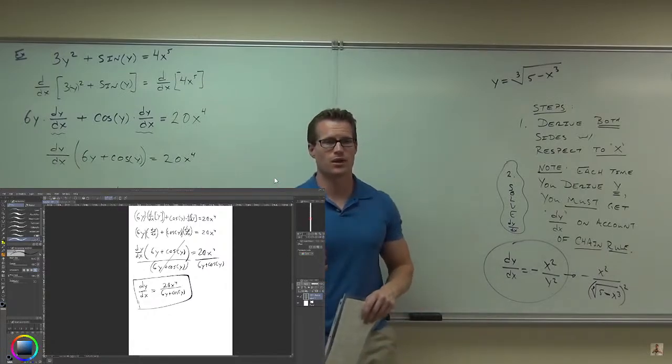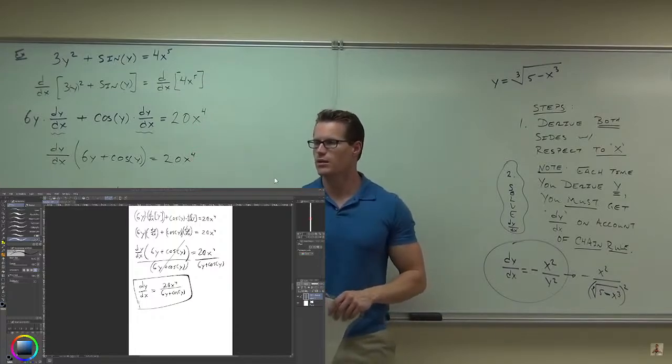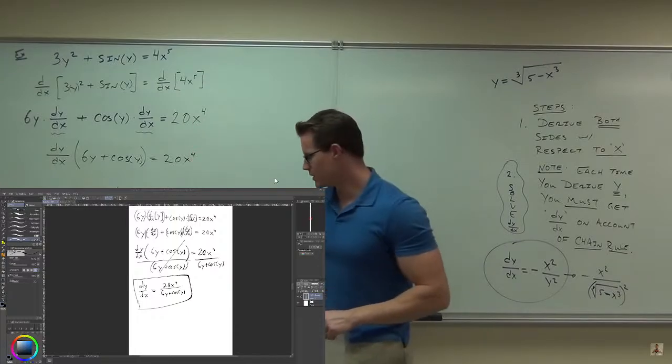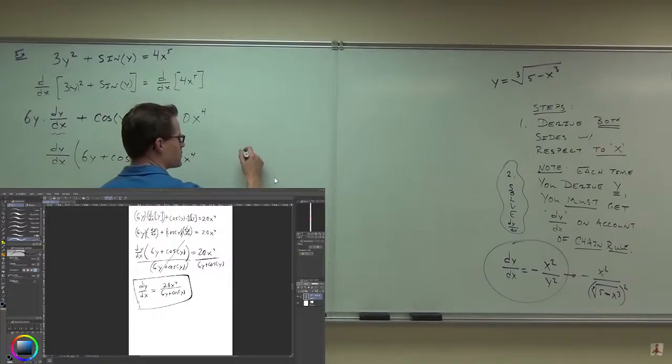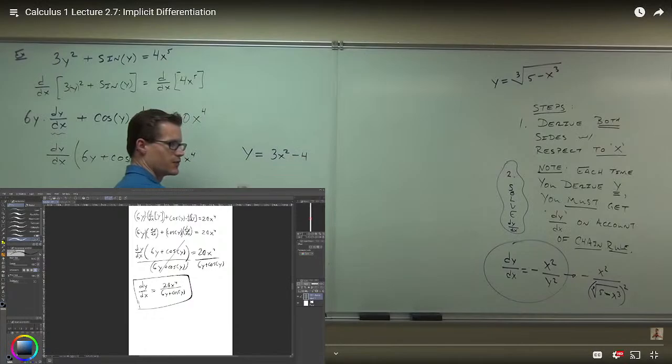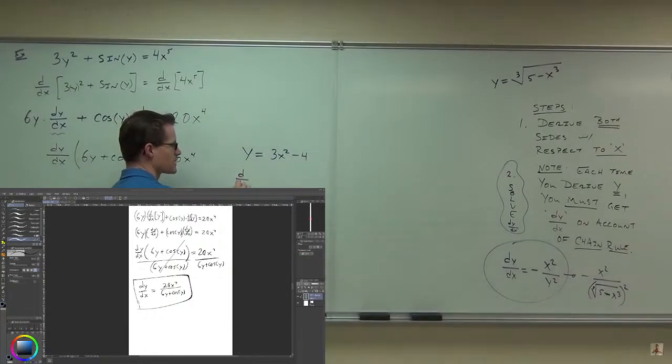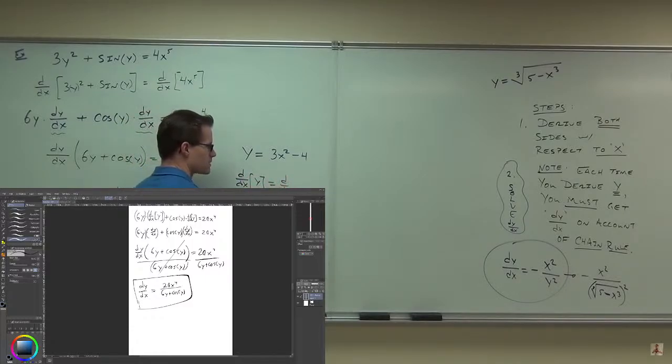In fact, if you really think about it, you've been doing this the whole time. If I give you an explicit function, y equals 3x squared minus 4, and you take the derivative of both sides, which is actually what you've been doing, check it out. You have d dx of y equals d dx of 3x squared minus 4. Now this, since it's a function in terms of x, it's 6x.